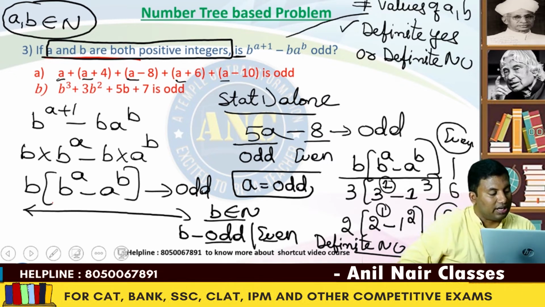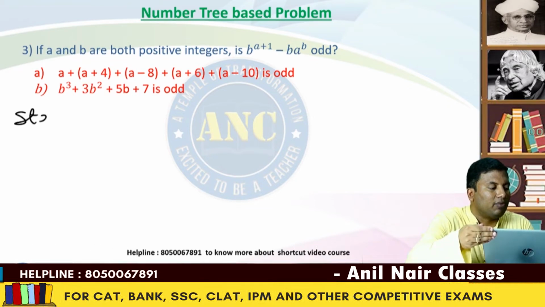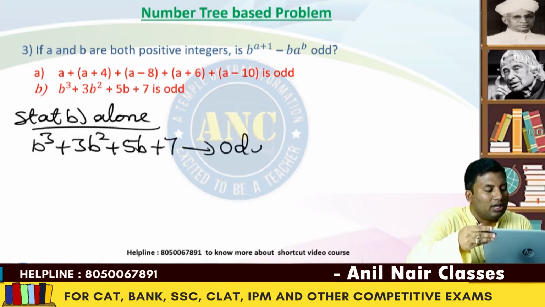Let me go to statement 2. Statement 1 alone has given me the answer. Statement 2 alone: B cube plus 3B square plus 5B plus 7. This is an odd number. The best is to take B value even or odd. Let us check.